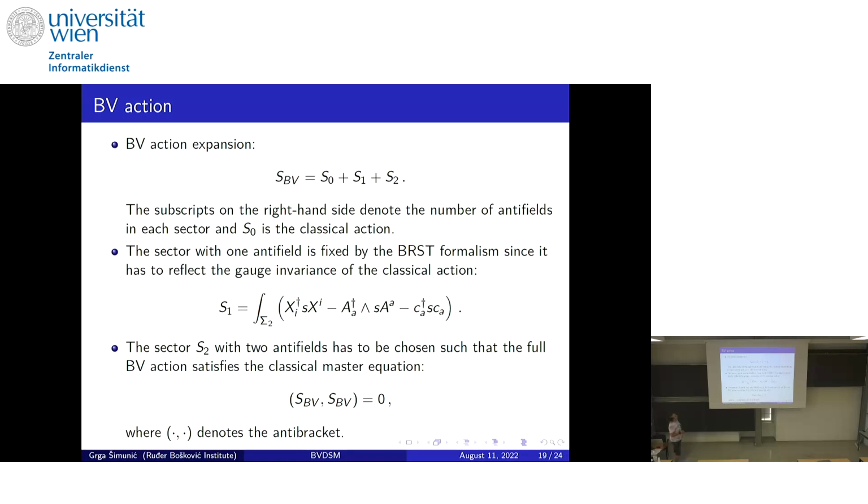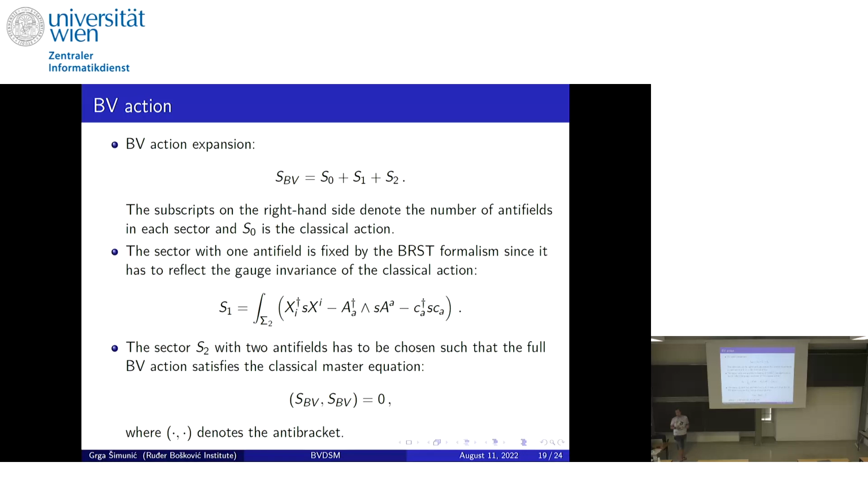Okay, S0 here, having no antifields, is just the classical action that we had before. S1, which is the sector with one antifield, is determined by the BRST operator completely, which happens in order to have the proper gauge invariance included in the BV formalism, and so it's given in this way. And then S2 has to be determined in order for the full action to satisfy the classical master equation, this one, where the brackets denote the usual anti-bracket.